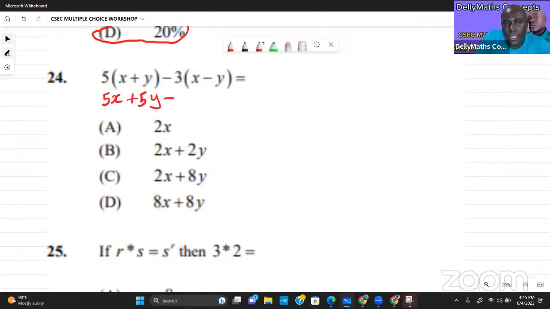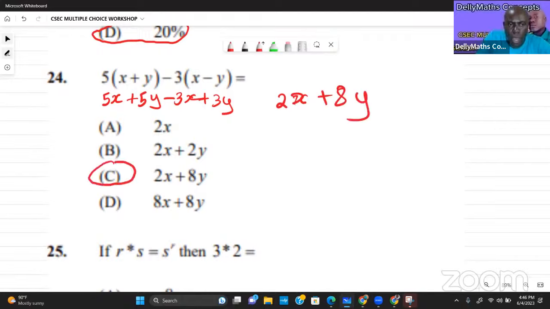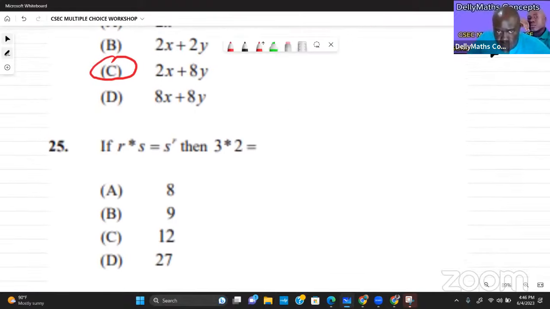Negative 3 times x is negative 3x. Negative 3 times negative y is positive 3y. 5x minus 3x, that's going to give you 2x. 5y plus 3y is actually 8y. So it is 2x plus 8y. That's the answer right there. Right? All right, good.